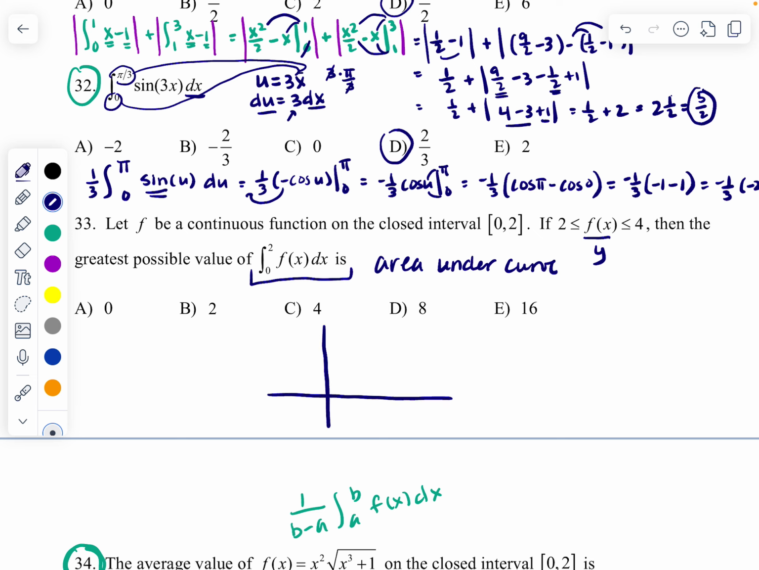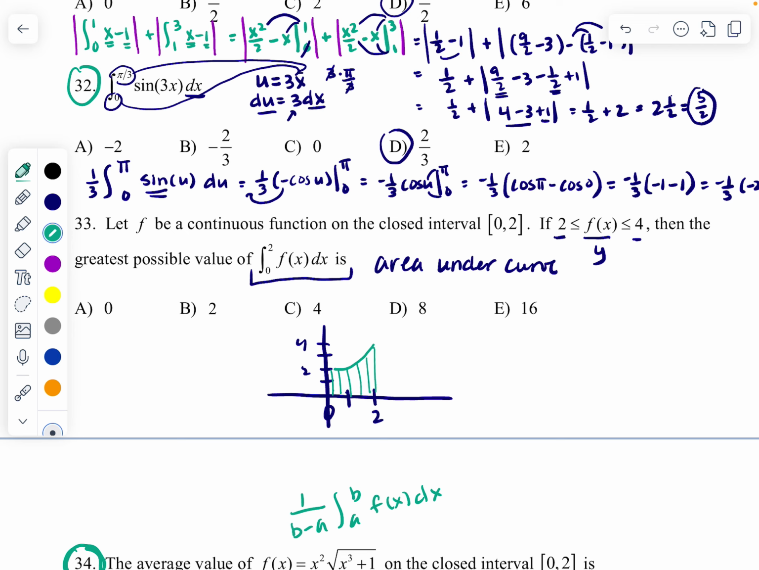So it wants the area under the curve from 0 to 2. So from here to here, right? 0 to 2. What does this curve look like? I have no idea, but I know that its y values are between 2 and 4. So between y equals 2 and y equals 4, this function exists. Maybe this function looks something like this, I'm just totally making this up. The lowest is 2, the highest is 4, in which case the area under the curve could be that.